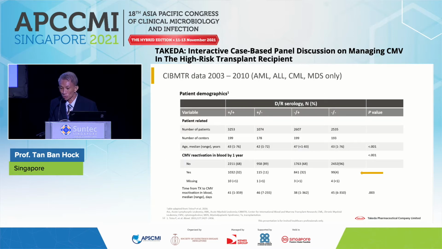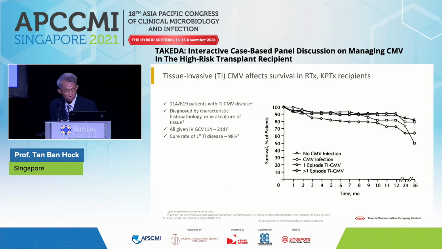Now, in the bone marrow transplant population, here are the CIBMTR data quite recently published. And basically, it's the reverse, right? It's the D minus R plus that is at greatest risk. And here you can see that it's about 32%. But actually, any R plus is a risk, because you can see from the CIBMTR data that that category, 32% of them also develop some sort of CMV reactivation.